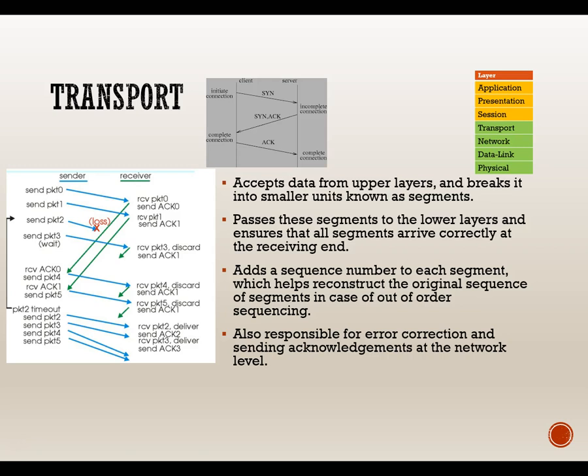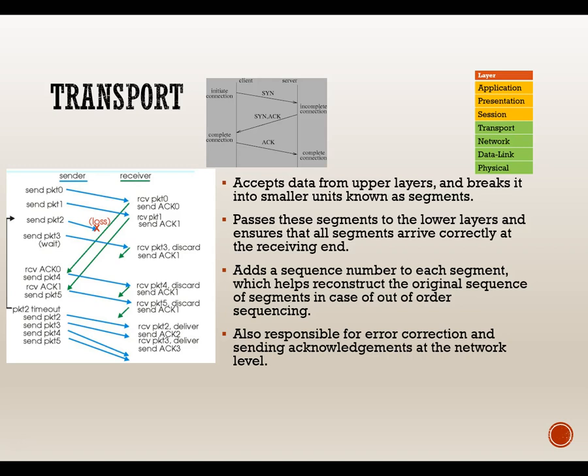And the transport layer, it's where this thing runs. It takes data from the upper layers, breaks it into smaller units, the transport segments, which we talked about in the OSI model module, passes them to the lower layers and ensures that all segments arrive correctly at the receiving end by numbering them. If they arrive out of order, it can put them back into proper order. And we can also ensure that everything that we send actually gets there.